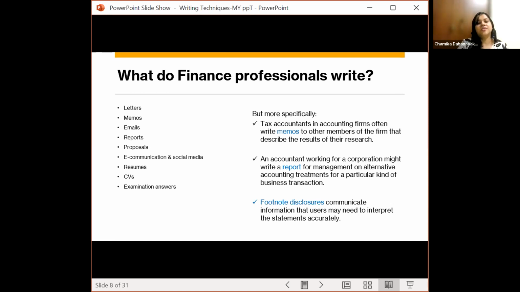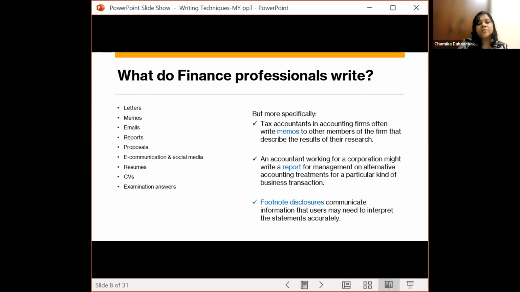So footnote disclosures, right? So in your industry, you need to know how to add footnote disclosures as you develop, I don't know, depending on your field, right? But as you develop in your career, you need to be able to comment on that. So footnote disclosures are another very unique genre of writing for finance and accounting professionals, because you have to communicate information that users may need to interpret the statements accurately. And as I saw, I've been reading some articles on this, and many of the data and statistics say that even in English speaking countries, the footnote disclosures show that people have very bad writing skills, right? So what happens?